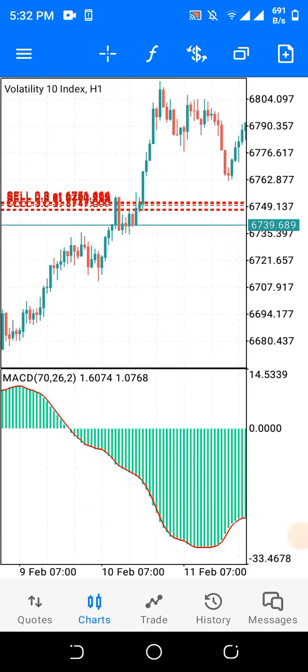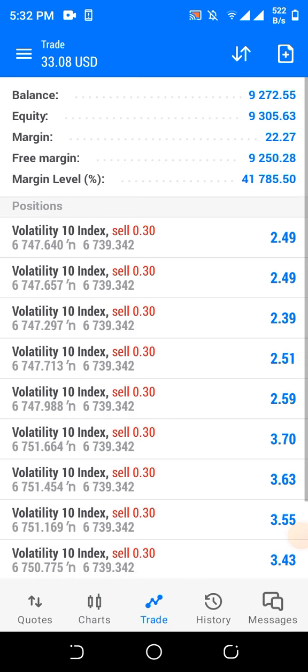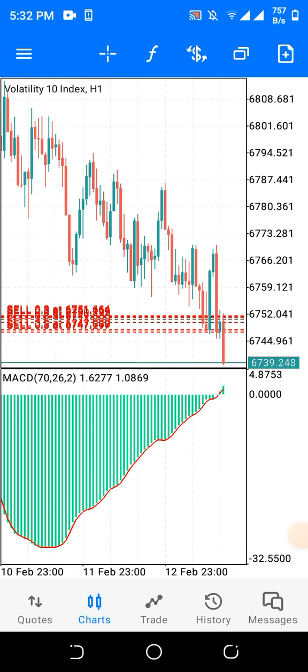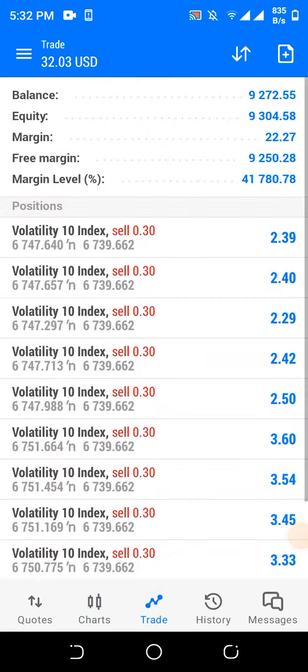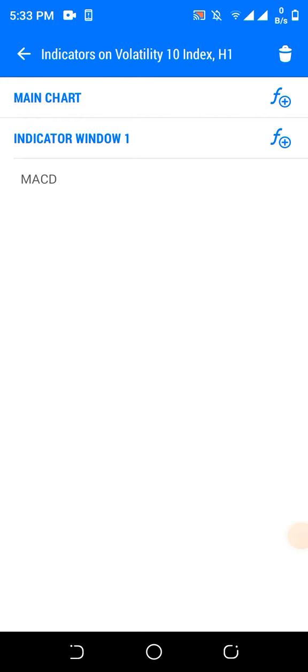Before that, let me show you the settings for MACD, and you can see I am live on volatility 10 index. So let me show you the settings first before I show you why I am on sale using MACD. This is a live trade, do you understand? So here are my settings for the MACD indicator.